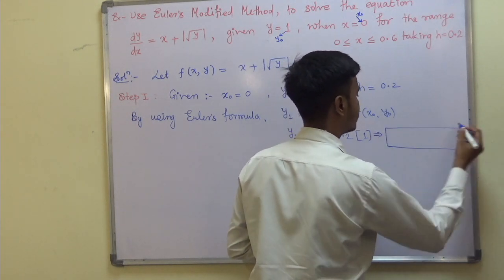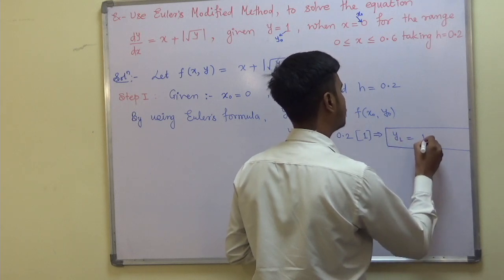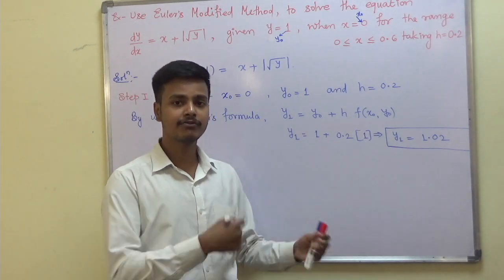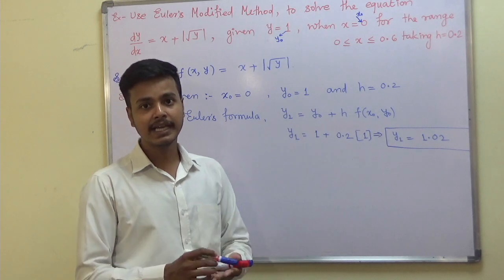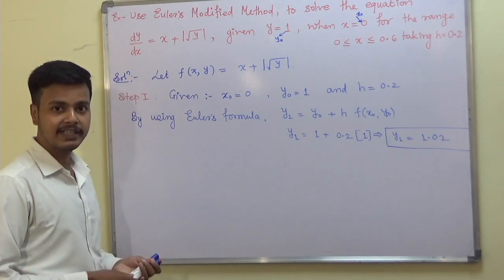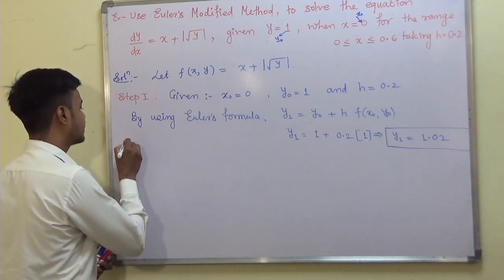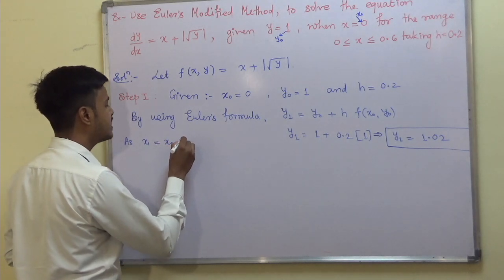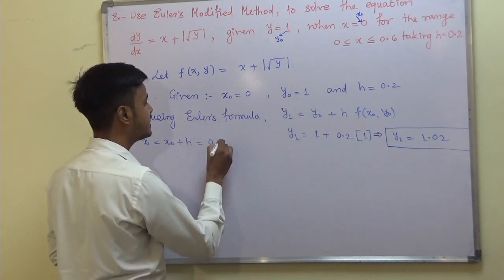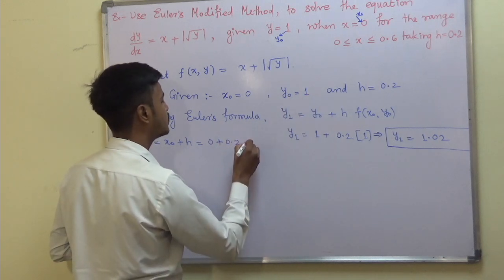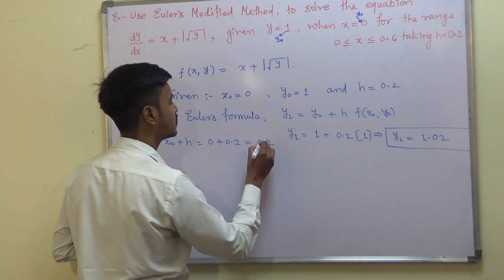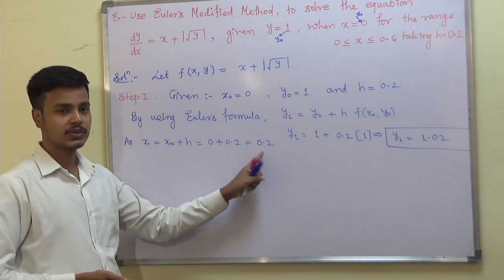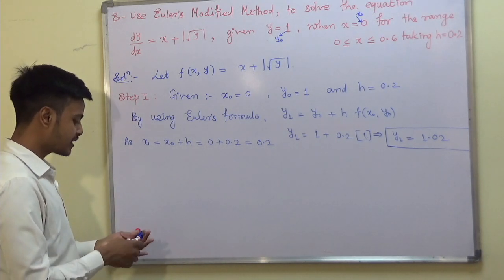Like this you can write, implies y1 is equal to 1.02. Okay, now this is the predicted value. Now we have to modify the value of y1 by taking the approximate values to this, and for that we need x1. Okay, so as x1 is equal to x0 plus h. What is x0? 0. What is h? 0.2. So this is 0.2. Okay, so the first answer that we are getting for 0.2. Okay, now let us find the approximate value.